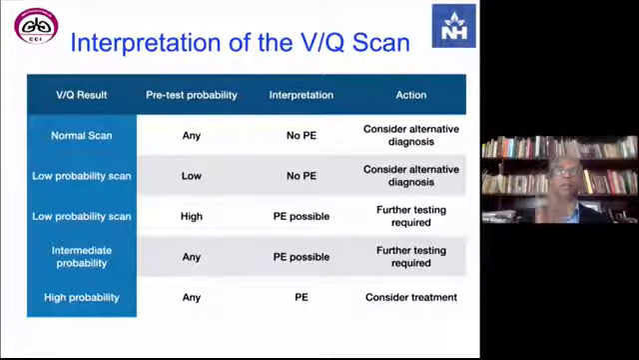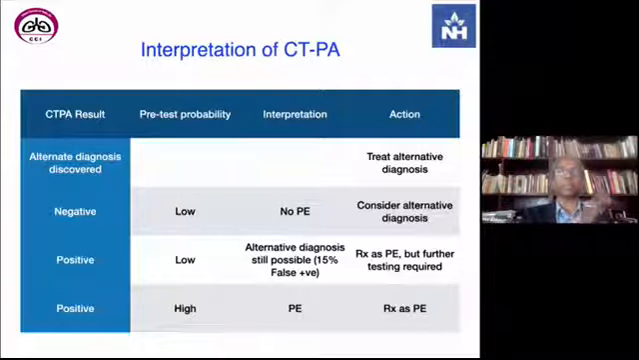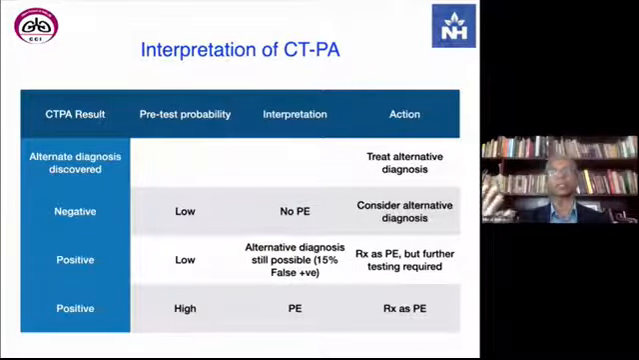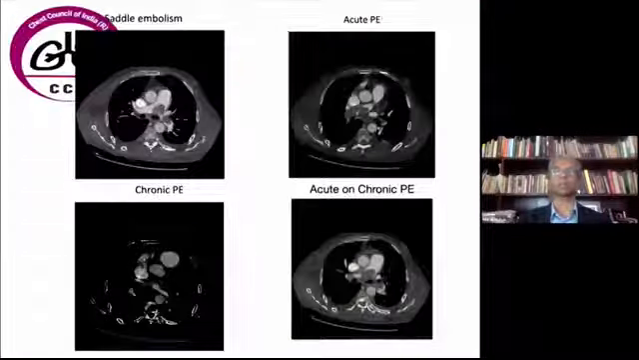You could have, in the presence of high pretest probability, you may have PE which is possible, or probable, which is a high probability PE. If you have a high probability PE, you can start considering treatment straight away. If you have a low or intermediate probability scan with an intermediate pretest probability, then you need to do further testing. However, if both the pretest probability and the interpretation on this VQ scan suggest low probability, you look for an alternate diagnosis.